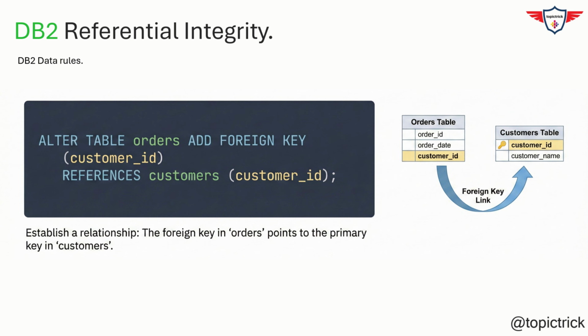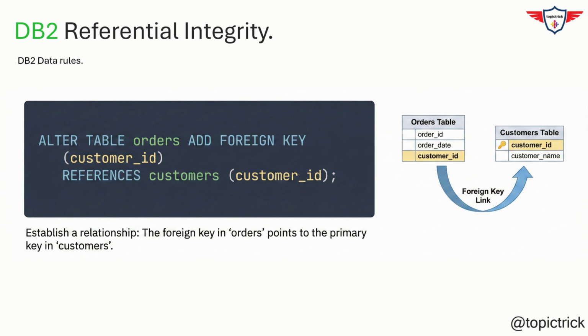If you try to delete a customer who still has active orders, DB2 will stop you. This prevents orphan records from cluttering your system. Watch what happens if you forget this. You end up with data that doesn't match, and your reports will be wrong. Always define your relationships. Quick recap: foreign keys link tables and maintain the truth of your data across the entire database.